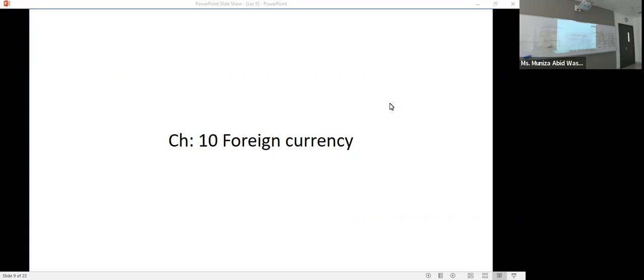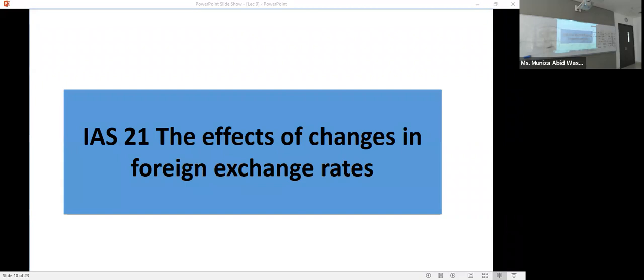Change in foreign currency rates. IAS 21, we are going to discuss. A very interesting and small standard. That is IAS 21, the effects of changes in the foreign exchange rates. As all of you are experts here in UAE, you all know that foreign exchange rates do change and how they affect your financial situation.